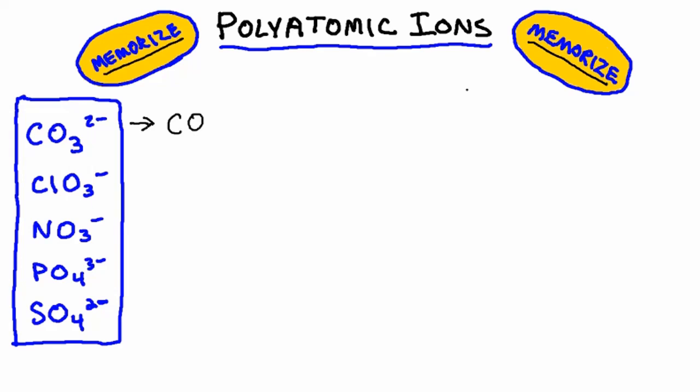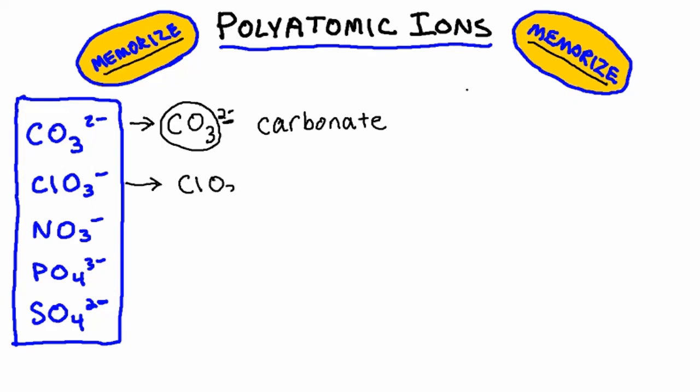CO3 with a -2 charge, and the -2 charge applies to the whole thing. So CO3 put together with this -2 charge for the whole thing is called carbonate. And ClO3 with a negative charge to it is called chlorate.